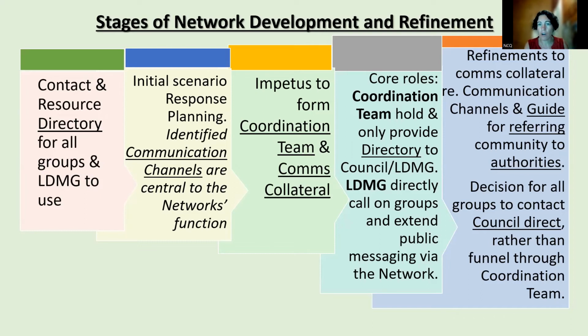Just a little bit of an overview here of the stages of the network: development and refinement, because as I said, it's been an organic process. We've been learning as we go. Initially we had the contact and resource directory for all groups and for the LDMG to use. So we get our core document together, we send it to the LDMG in the time of a disaster. They know that if they need extra localized information, or if their emergency services are running thin on the ground, that they can call.